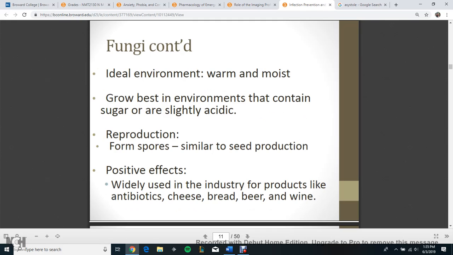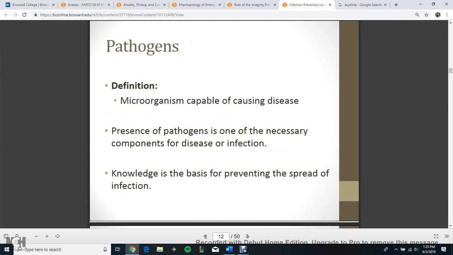They grow best in environments that contain sugar or are slightly acidic. Reproduction: they form spores, similar to seed production. Positive effects: widely used in industry for products like antibiotics, cheese, bread, beer, and wine. Pathogens. The definition is a microorganism capable of causing disease. Presence of pathogens is one of the necessary components for disease or infection. Knowledge is the basis for preventing the spread of infection.